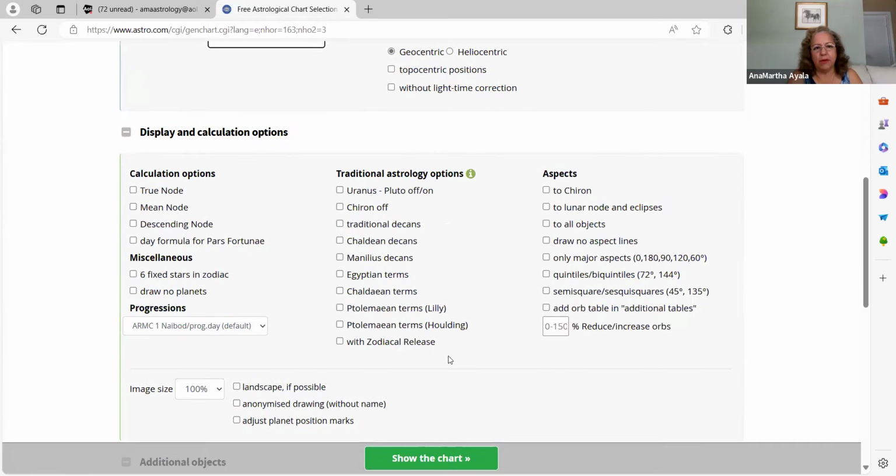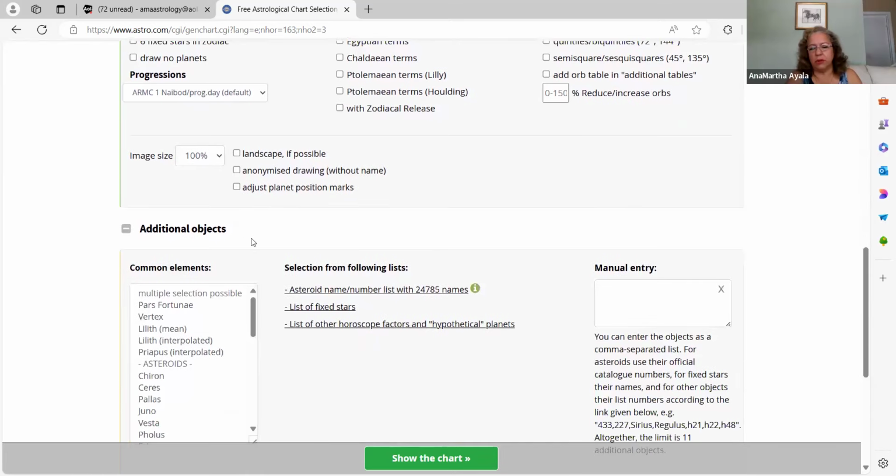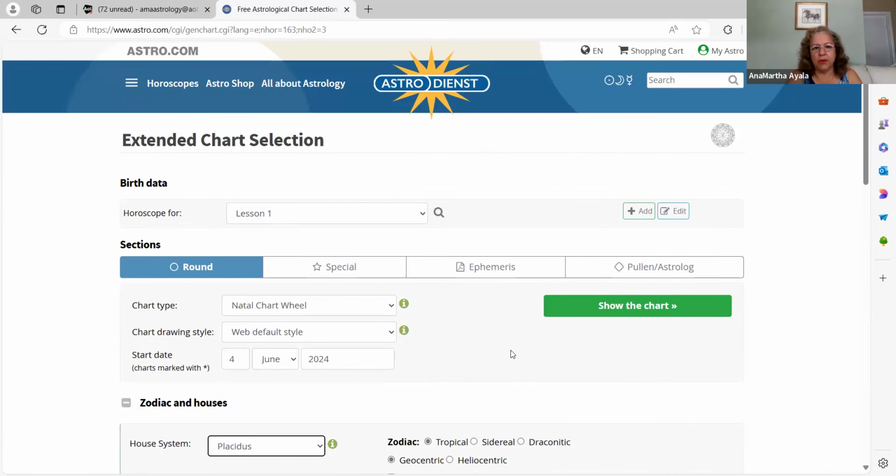And then over here, you have the different things that you can choose when you get more advanced. You can choose what type of aspects you want to look at. You can look at different parts, zodiacal releasing, the Ptolemy terms, the true node, the mean node, those are the lunar nodes. And then different parts of the chart. And these are asteroids, which I do not use. But for today, we are going to keep it very simple and we're just going to do a basic natal chart.